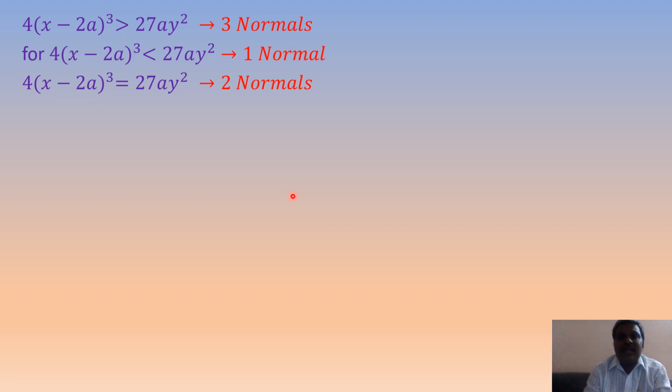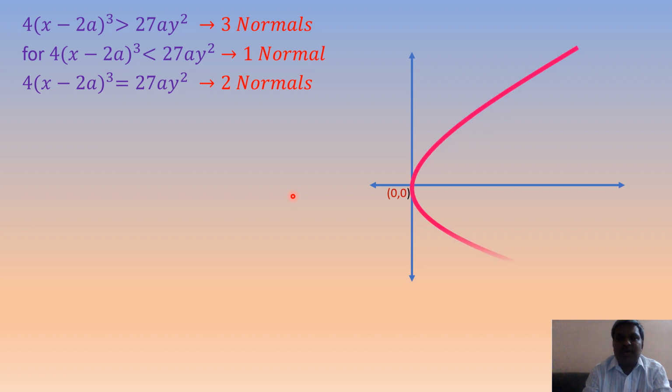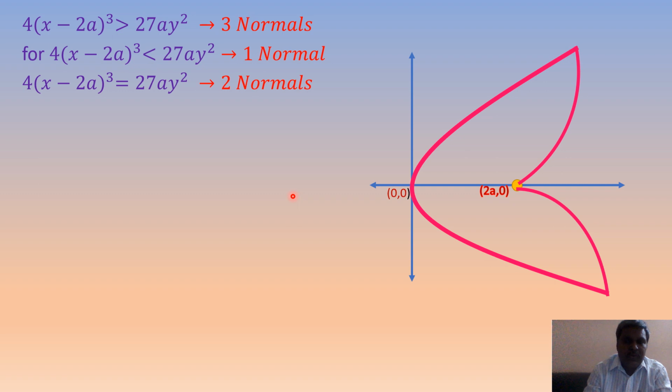Okay, let us see the diagram. These are the coordinate axes. This is the origin, the point of intersection of the coordinate axes. This is the parabola, y² = 4ax. This is (2a, 0). I am considering (2a, 0). It lies on the x-axis. See the curve? This is my curve, a cubic equation. This is the equation.